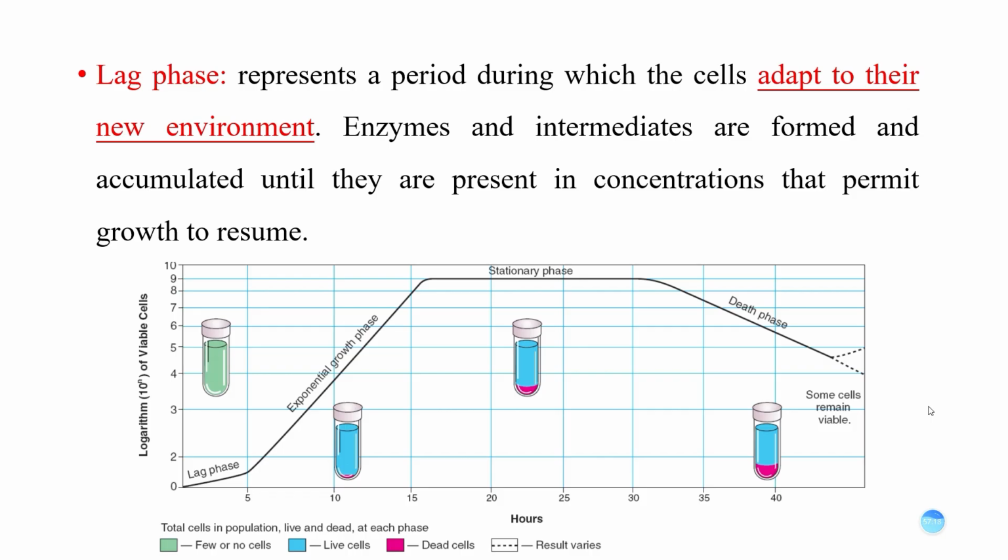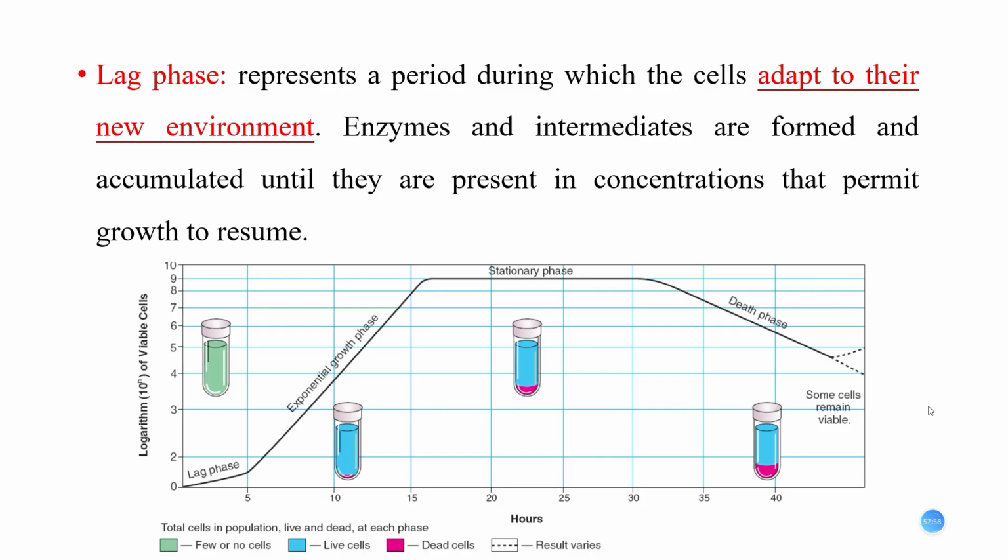After you inoculate some bacteria to some new medium, and you monitor the increase of viable cell continuously, you would notice that for the first several hours, the increase is slow. So we call it lag phase. It's slow. It doesn't mean that it's quiet inside the cell. So the lag phase represents a period during which the cell adapts to the new medium, new environment.